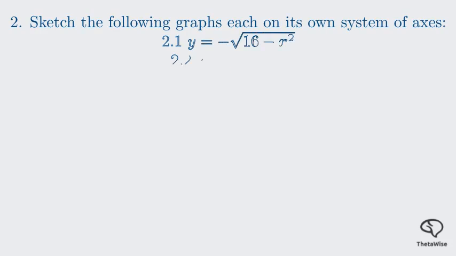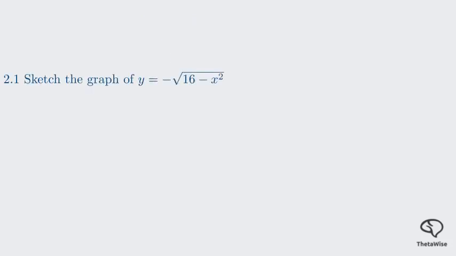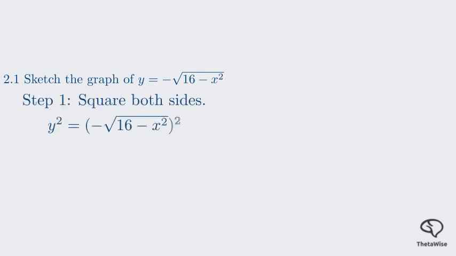Let's move on to question 2. Here we have two graphs to sketch. We'll start with 2.1, y equals the negative square root of the quantity 16 minus x squared. This equation looks a bit like the standard form of a circle, so let's try to manipulate it to see if it is. The first step is to get rid of the square root.